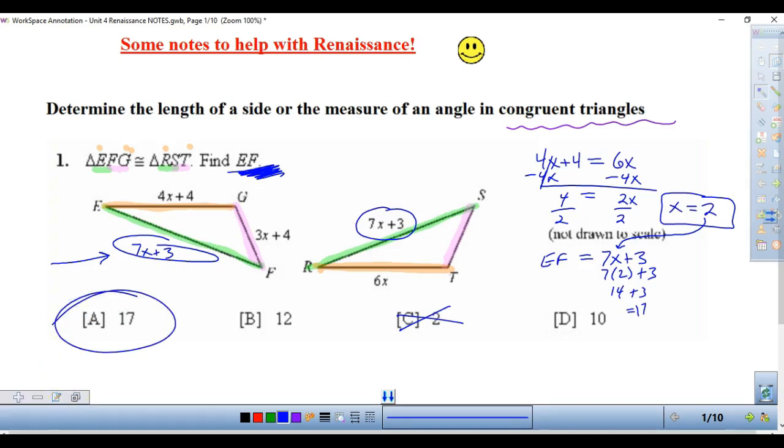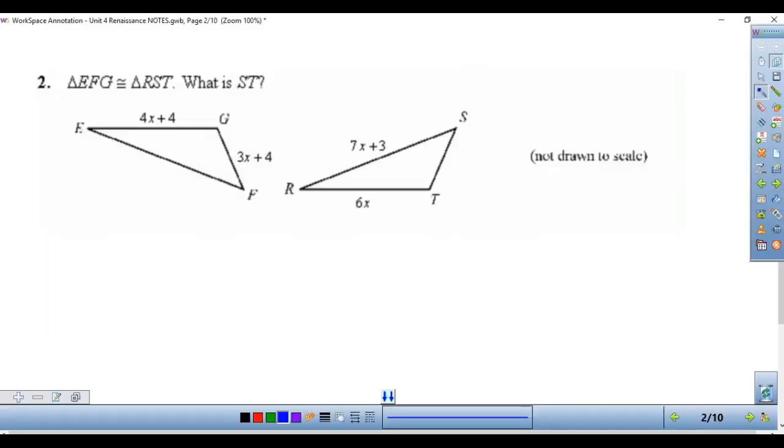So it's all about matching up the parts and finding out what you can say would be equal so you can make an equation. So let's look at another one. Let's see if you can continue using what we just did on the last example for this one. So we know side EF is going to match RS. So I'm going to find EF and I'm going to match it to RS.